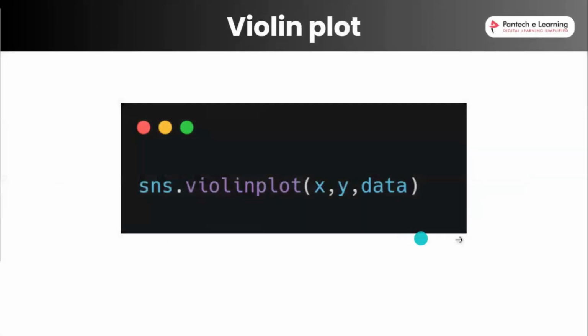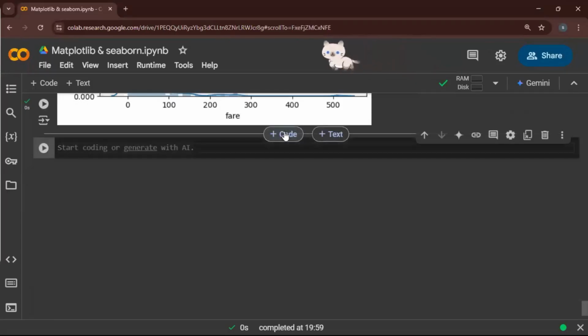Okay, the next one is a violin plot. It is the same as a count plot. You can pass two different values, x and y, like gender and passenger class, or survived or gender. So sns.violinplot with x equal to survived compared with passenger class wise.